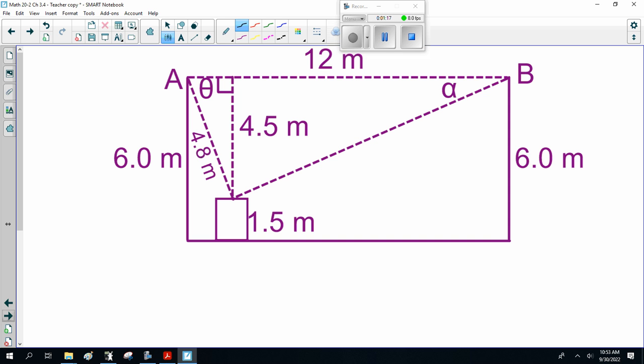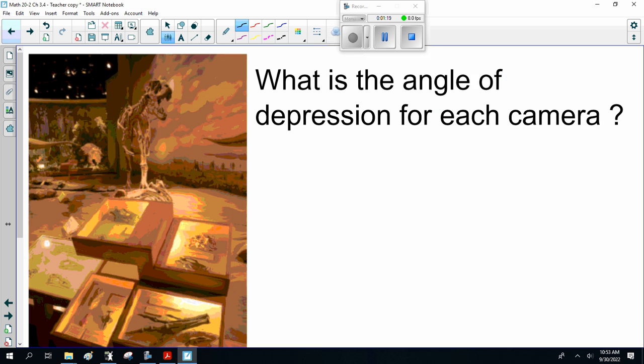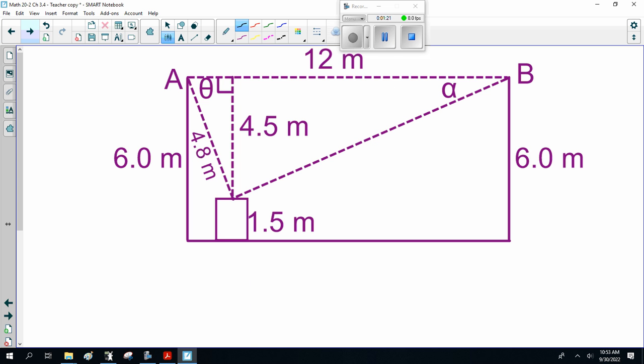So we're looking for the angle of depression. That's going down. So one camera, we'll call it angle theta. The other one is angle alpha. Greek letters. Now, how do we find those two angles? Well, what you've got here is a bunch of triangles, and I want you to look at them. I'm going to color code them.